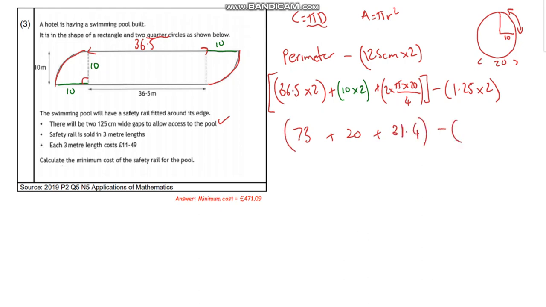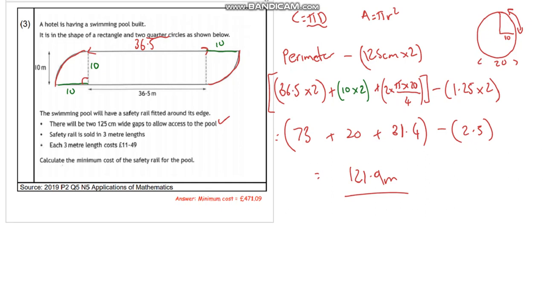And from that, I'm going to take away, that's going to be 2.5. Okay. So I've got 73 plus 20 plus 31.4, take away the gap. So I've got 121.9 meters. Alrighty.